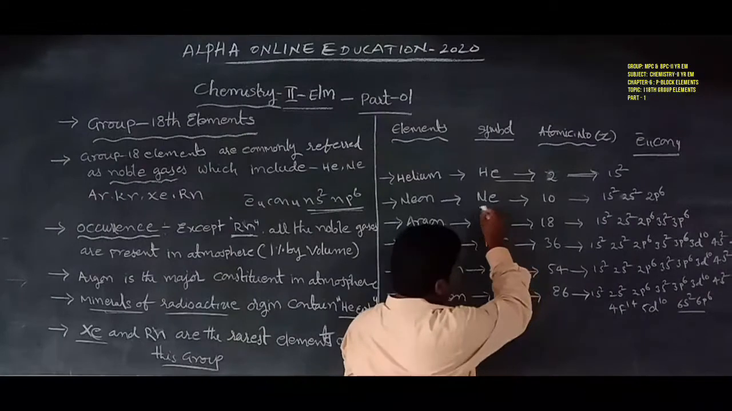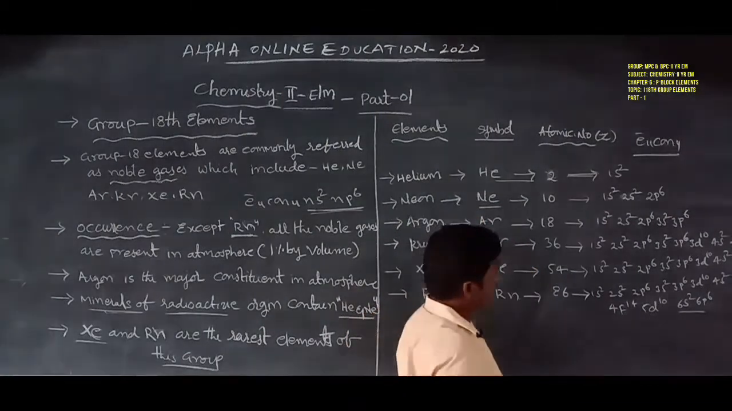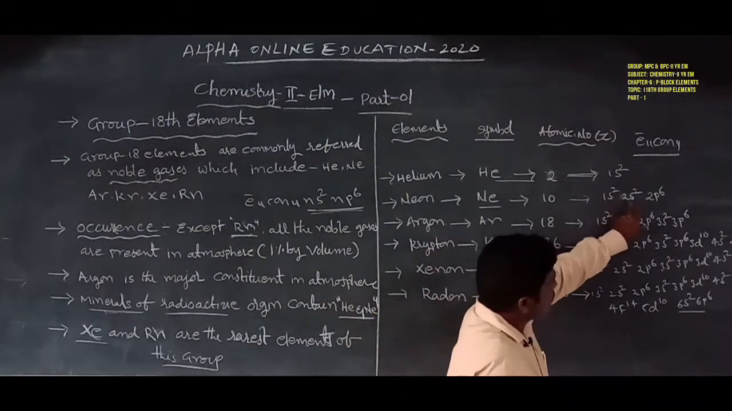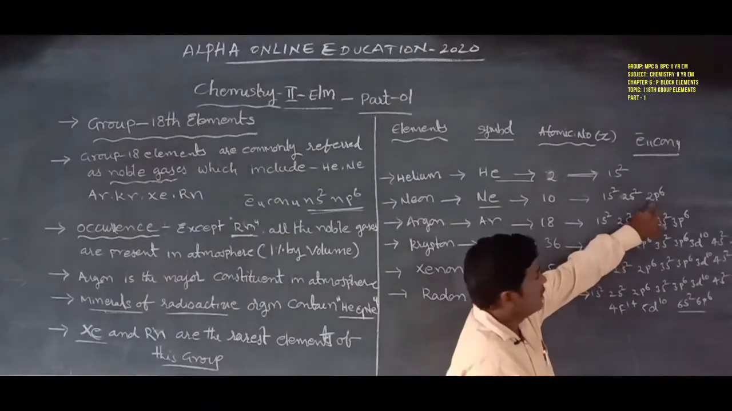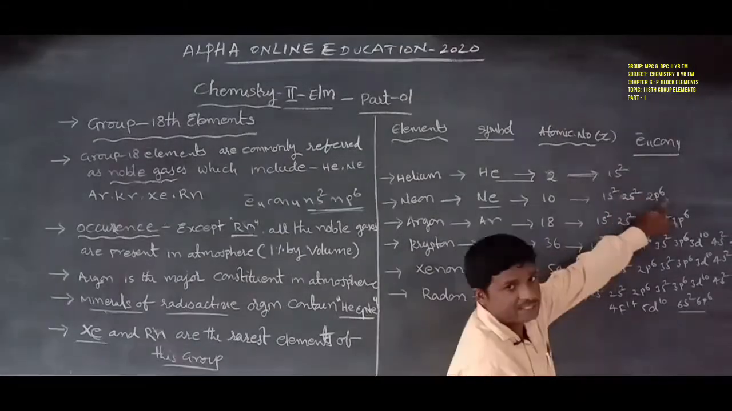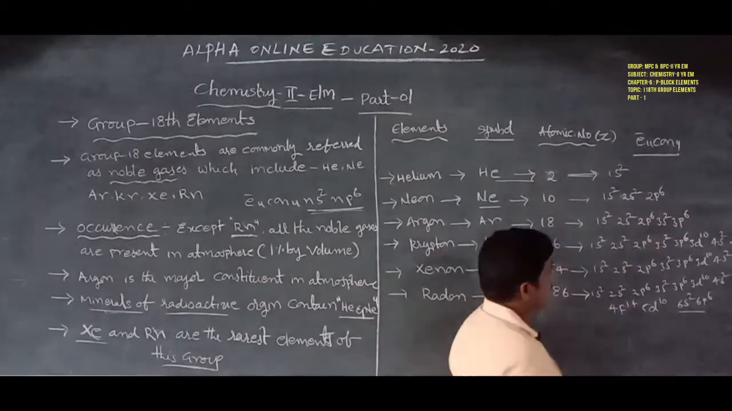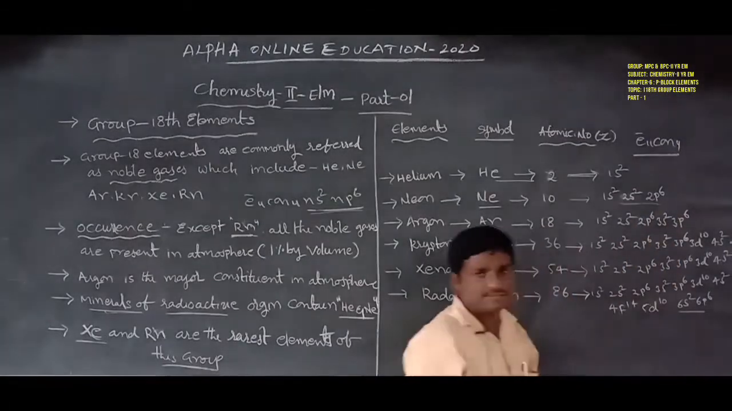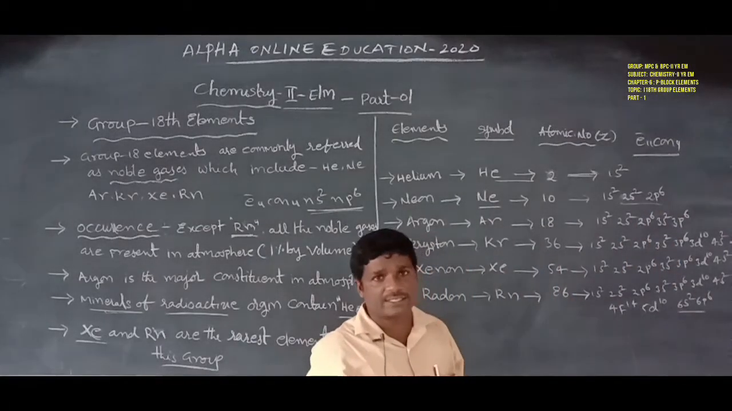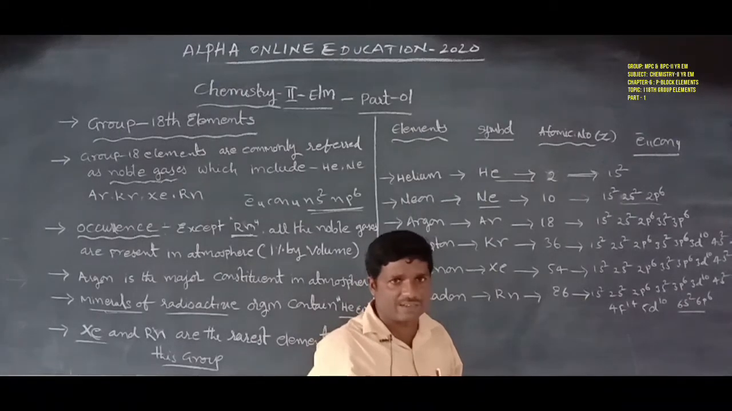Next one, neon, atomic number 10. The electron configuration is 1s2, 2s2, 2p6. Here, 2 plus 2 is 4, 4 plus 6 is 10. The outermost shell consists of 8 electrons. So it is also called the octet rule or stable electron configuration.